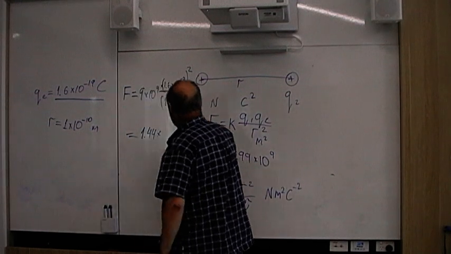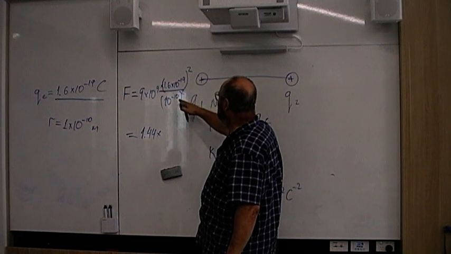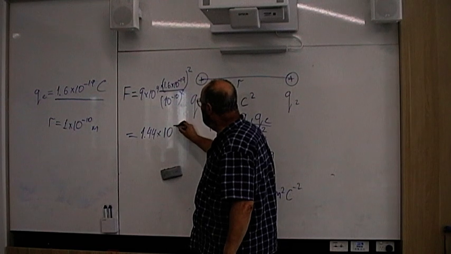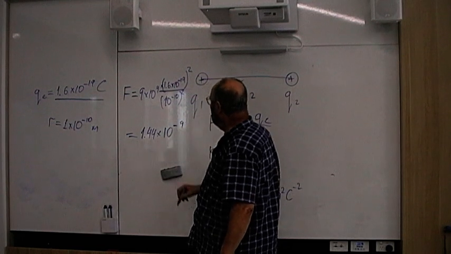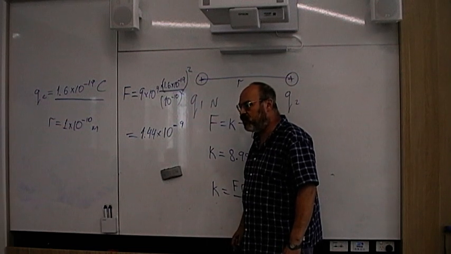That will be equal 1.44 times, we have 30 minus 18 times 10 to the negative 9, I think. Can someone please check with the calculator?